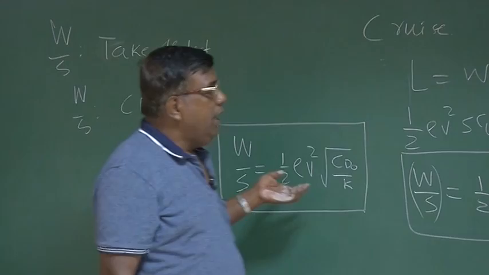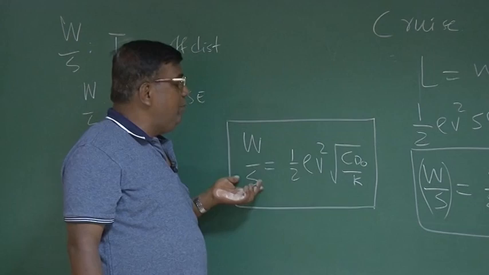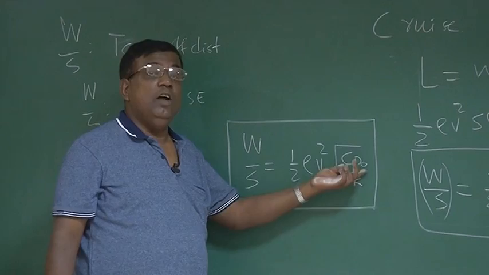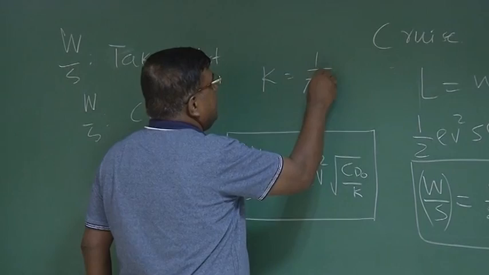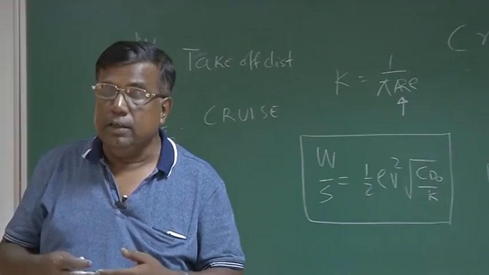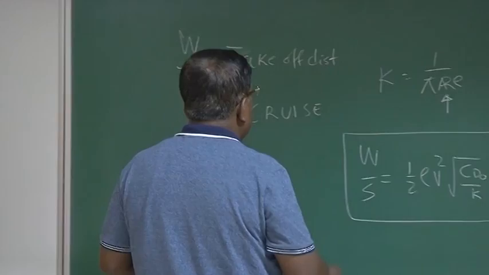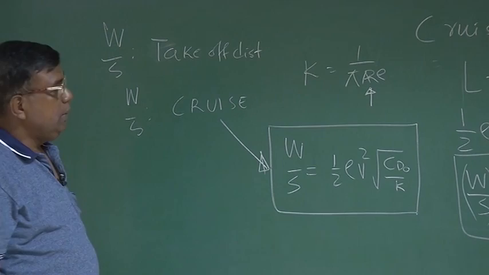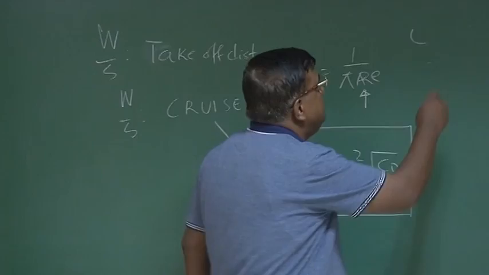You could see that I can manipulate W by S for given rho and V by altering the value of CD naught and K. What is K? K is 1 by pi aspect ratio e. So I have a flexibility in altering the value of aspect ratio. And also CD naught, I can make the aircraft smoother, I can reduce the skin friction. So depending upon the requirement, again, I find there is a restriction on W by S because of cruise. Okay, let us see what happens during climb. Check for climb.